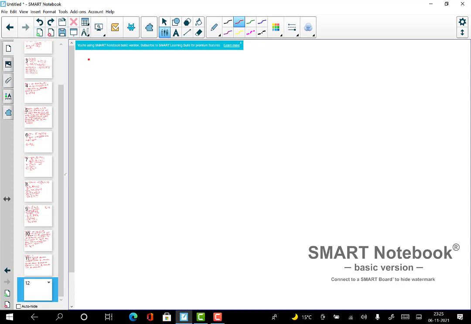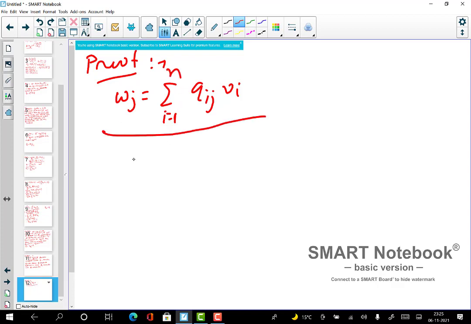Now how to define Q? The only thing you have to define, and that is very obvious, is your new basis vector W_j, such that W_j equals the sum over i from 1 to n of Q_ij V_i, where Q is given and V is also given. We define it by this, for j from 1 to n.